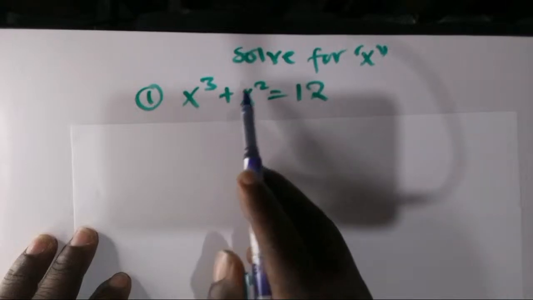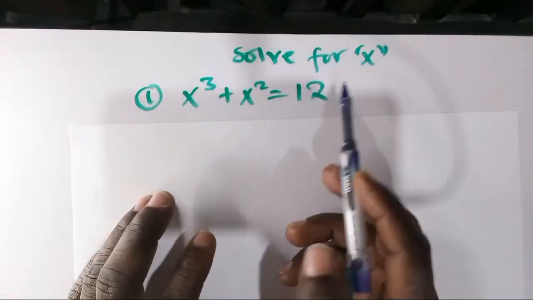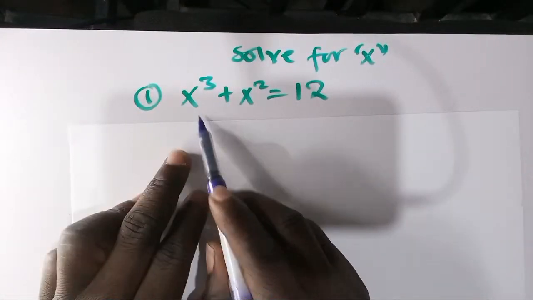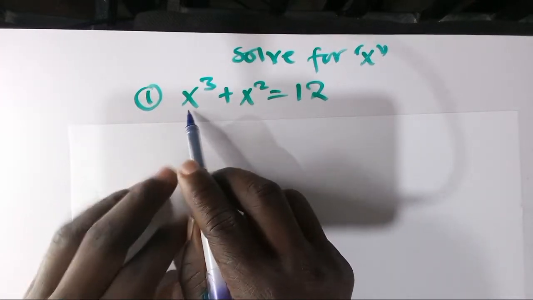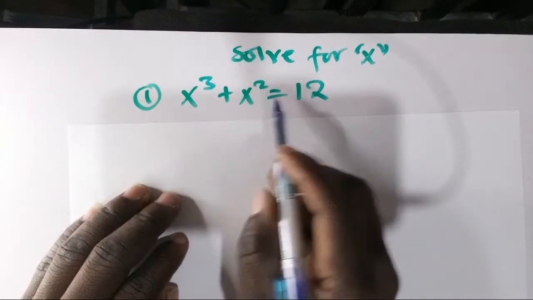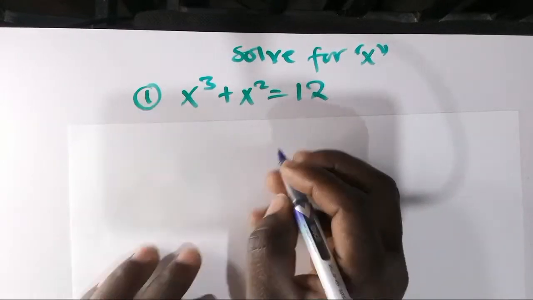Guys, welcome back. Today we are going to look at how to solve for x in this polynomial equation. We have x cubed plus x squared equals 12. So now let's get started.